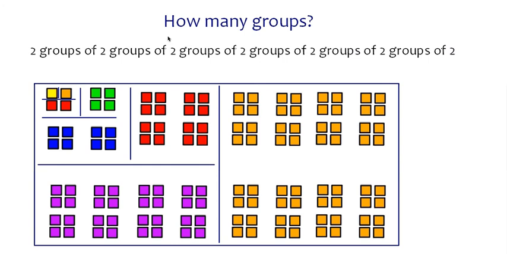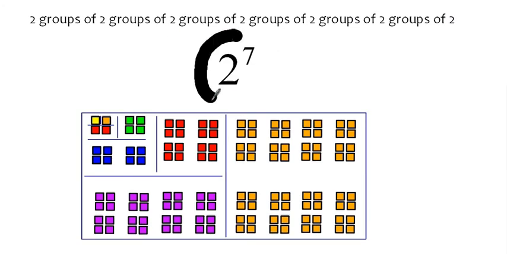Why don't we invent a new symbol to represent all these groups? And let's call it power notation. 2 to the 7th power will represent two groups of two groups of two groups of two groups of two groups of two groups of two. So much simpler.